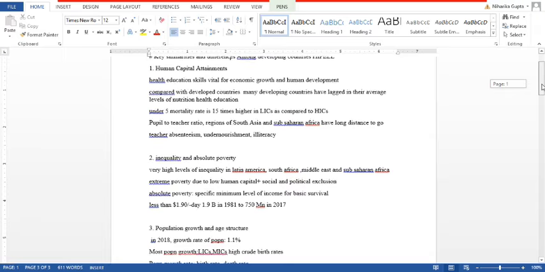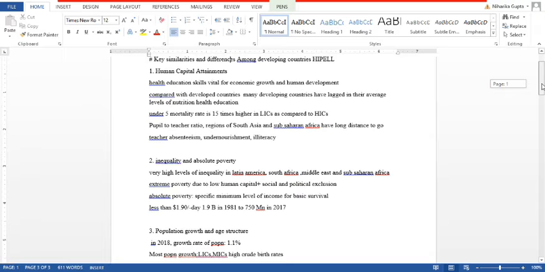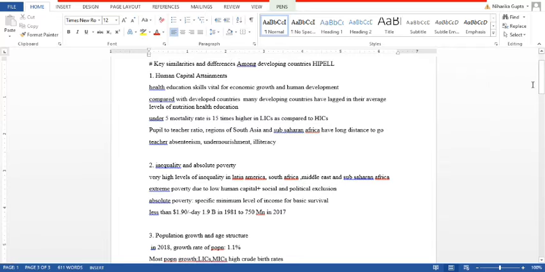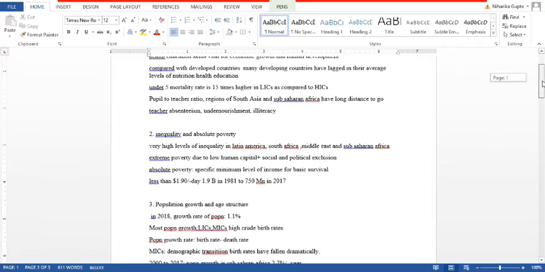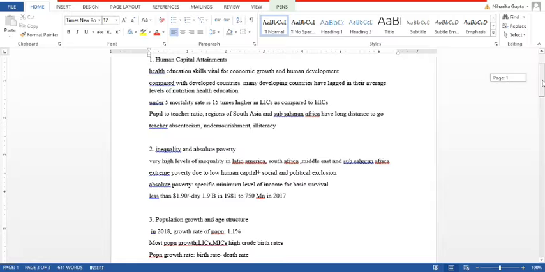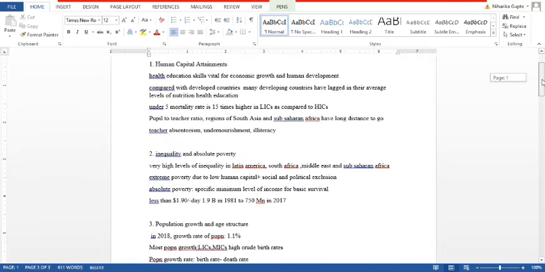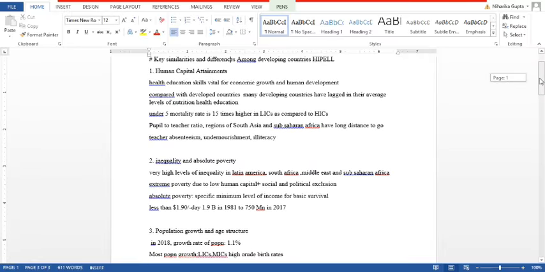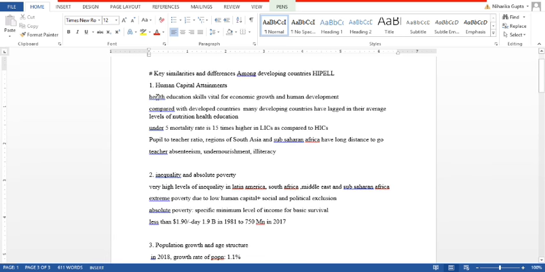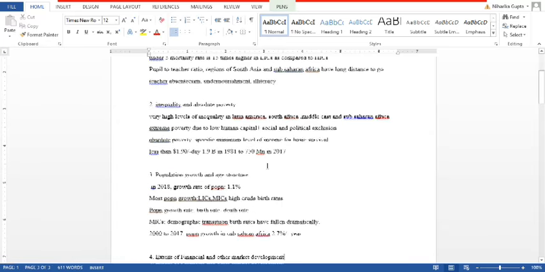Here we have human capital attainments, a topic where they have given some data. In this you have to memorize around 6 to 7 similarities, and the basic content would be some empirical data. Like in human capital attainments, the under-5 mortality rate is 15 times higher in low income countries as compared to high income countries, and sub-Saharan African and South Asian regions are used in almost every point as examples.